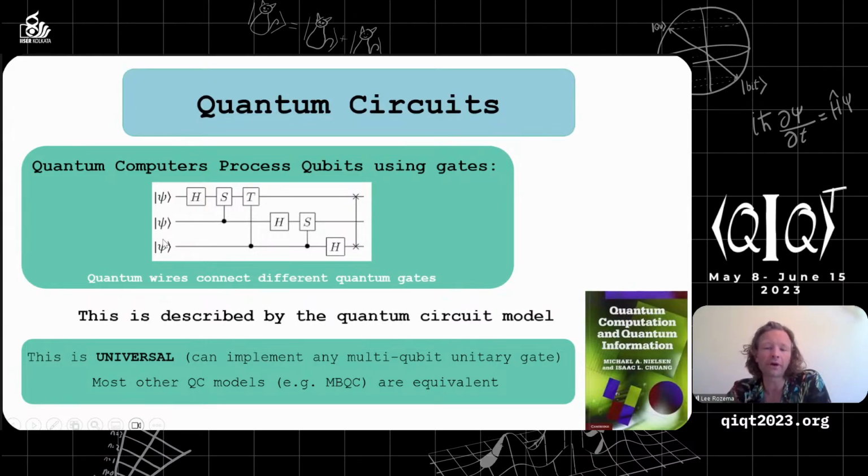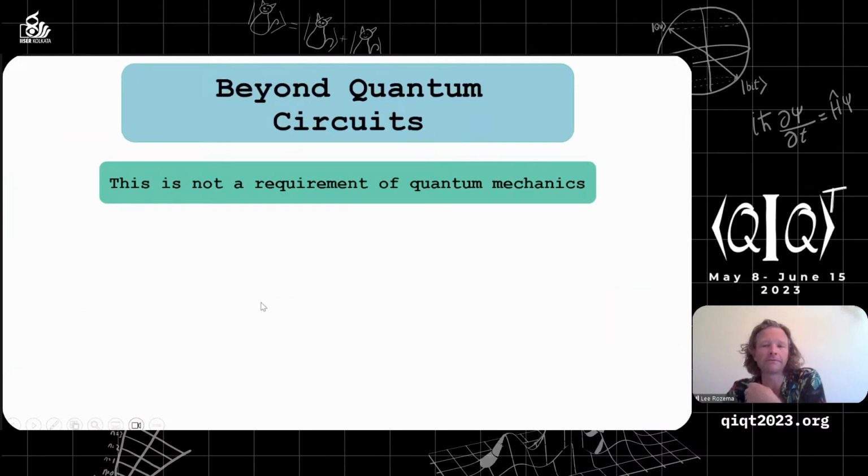And although there are other models of quantum computation, typically when you try to develop a new model, such as measurement-based quantum computers, in order to show that it's universal, you try to show that it's equivalent to the quantum circuit model. But it turns out the quantum circuit model isn't given by the laws of physics. This is an extremely powerful technique, but it's somewhat arbitrary. We've chosen it because it's easy, because you can show that you can achieve universal quantum computation using it. But we can do other things beyond the quantum circuit model.